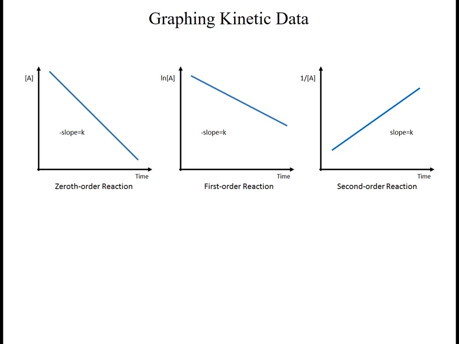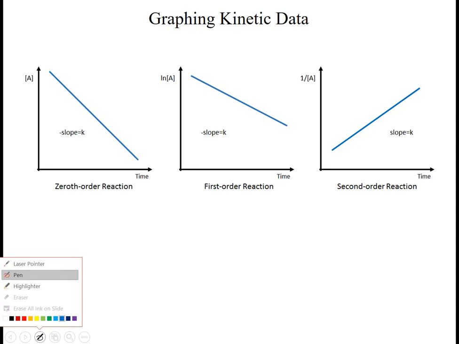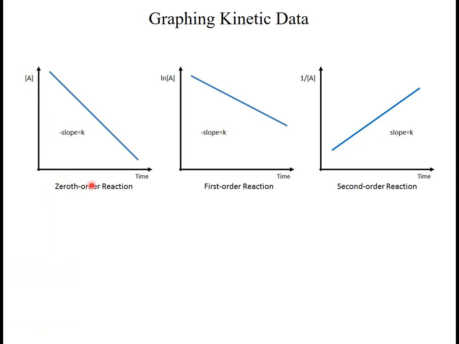The next thing we'll look at is graphing the kinetic data. So if I graph different things, and what I mean by different things is that this one is the concentration. This one here is zero order, and it's the concentration versus time, and the slope is equal to negative k. I get a straight line. If I plot natural log of concentration versus time, again, the slope is a negative k, and it gives me a linear line. Or I plot 1 over the concentration versus time, the slope is equal to k, and I get a straight line here.